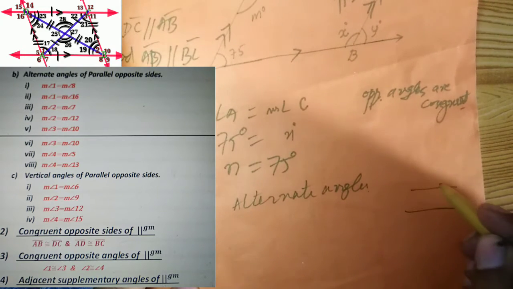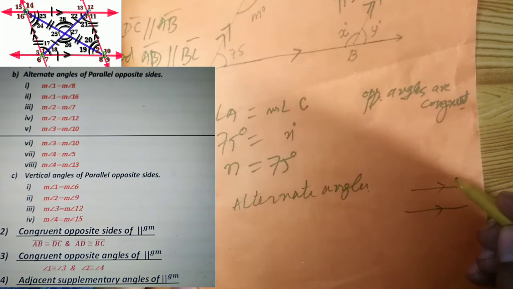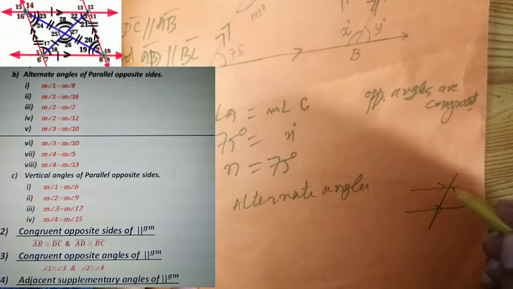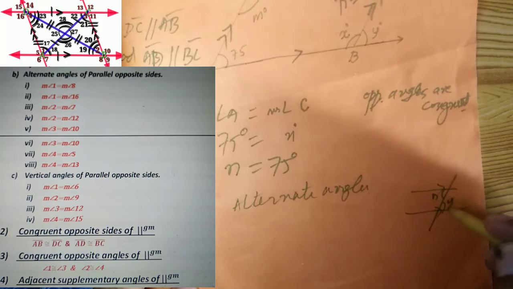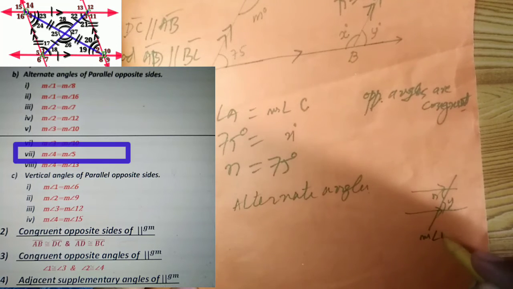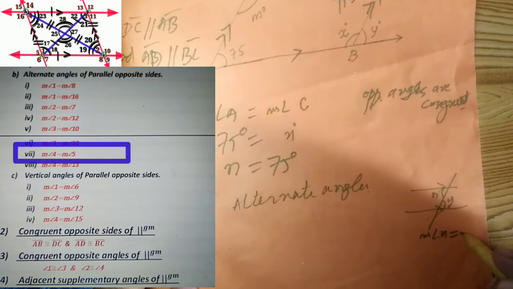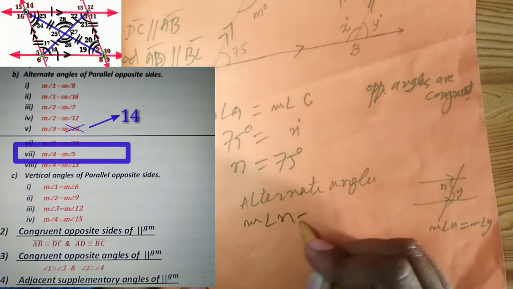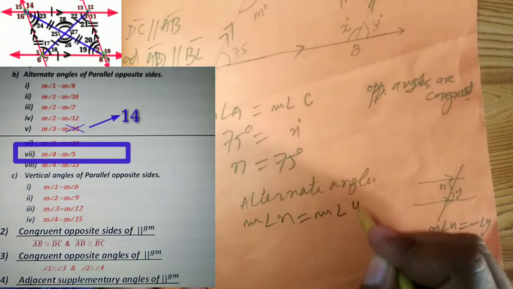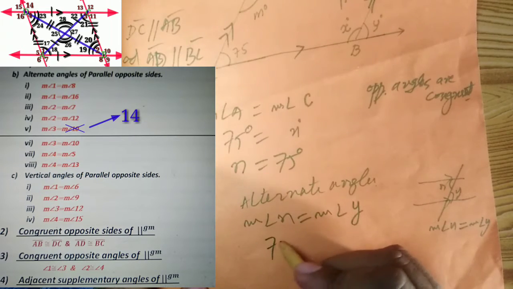When two parallel lines are intersected by a transversal line, then angle n is equal to angle y. Measure angle n is equal to measure angle y. So measure angle n is equal to measure angle y. Value of n is equal to 75 degrees.